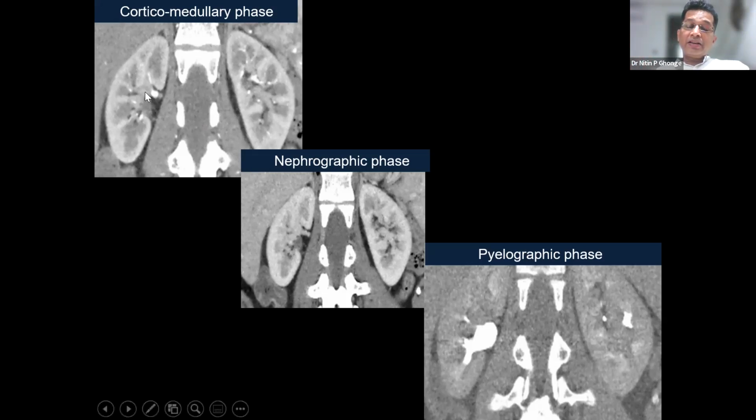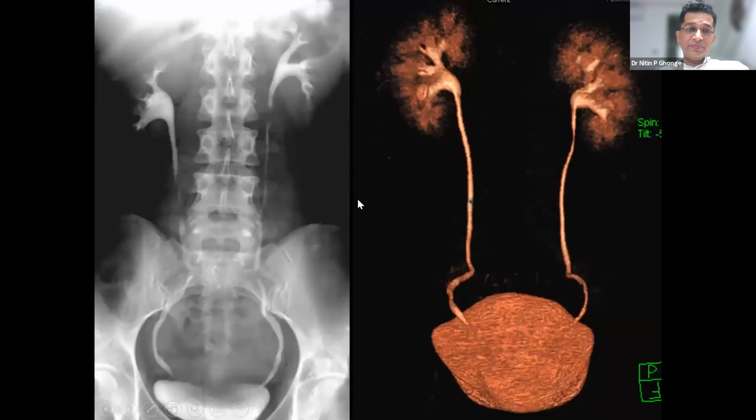While on CT, you are in a position to differentiate contrast which is predominantly in the cortex as compared to the medulla. So we can see the corticomedullary phase here. And then we can see the nephrographic phase here, where the corticomedullary differentiation is relatively less. So the first phase on CT urography is the corticomedullary phase, then the nephrographic phase, and then the pyelographic phase when the contrast is seen in the pelvicalyceal system.